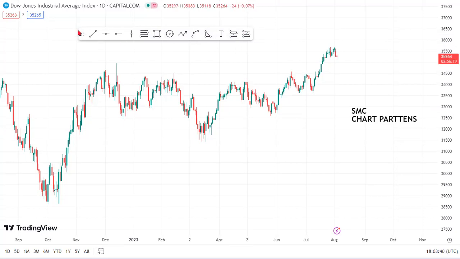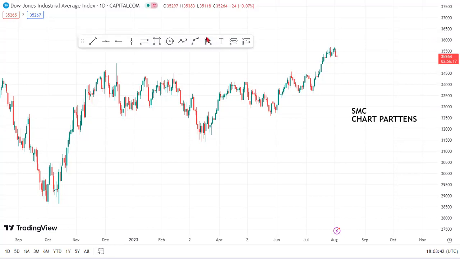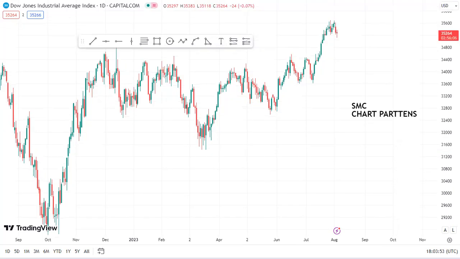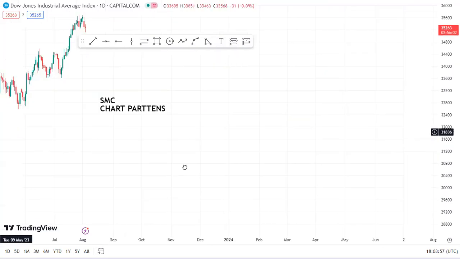Let me show you. Okay, this is a short position and this is a long position, right? So let's look at supply and demand. I want to start with supply and demand.